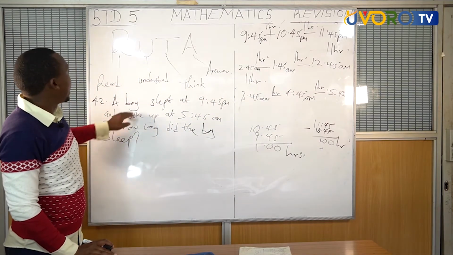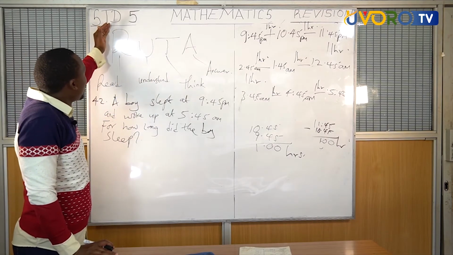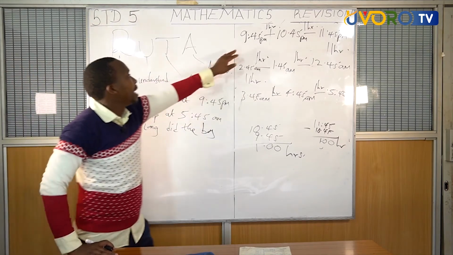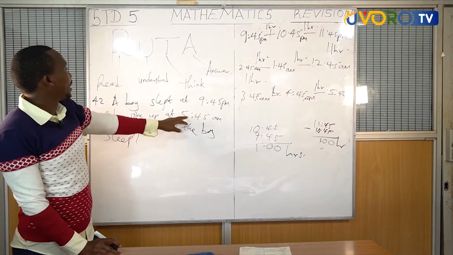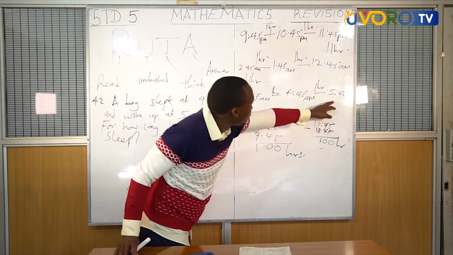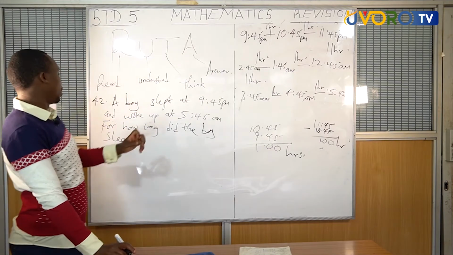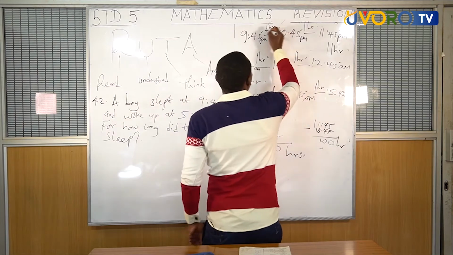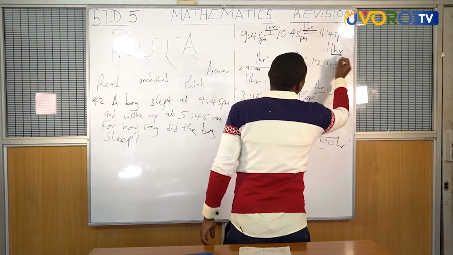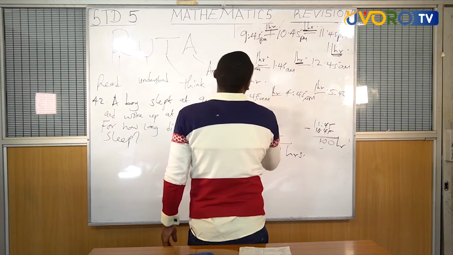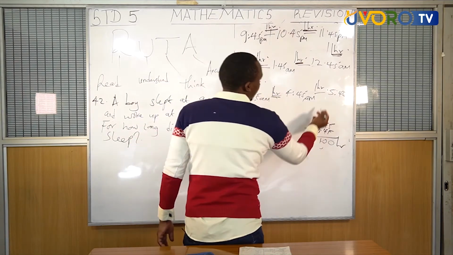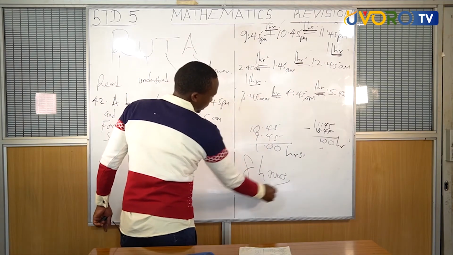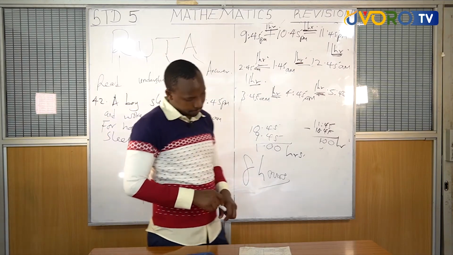Let's reread our question again using our formula. The boy slept at 9:45, and woke up at 5:45 a.m. Now, for how long did the boy sleep? Let's count the hours. 1, 2, 3, 4, 5, 6, 7, 8. So the boy slept for what? 8 hours. That is question number 42.